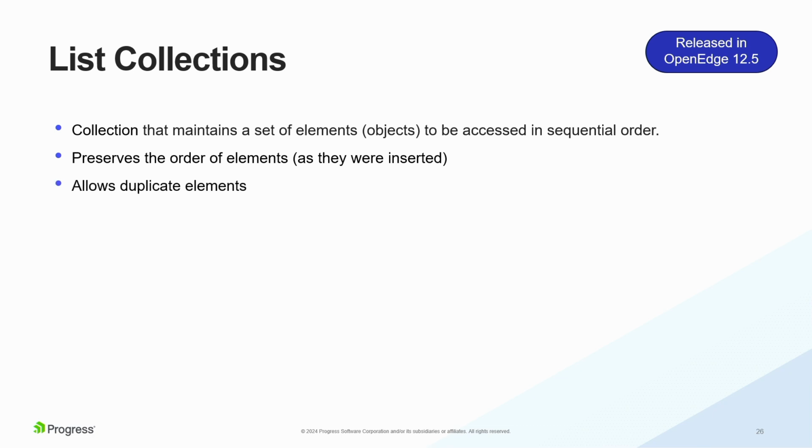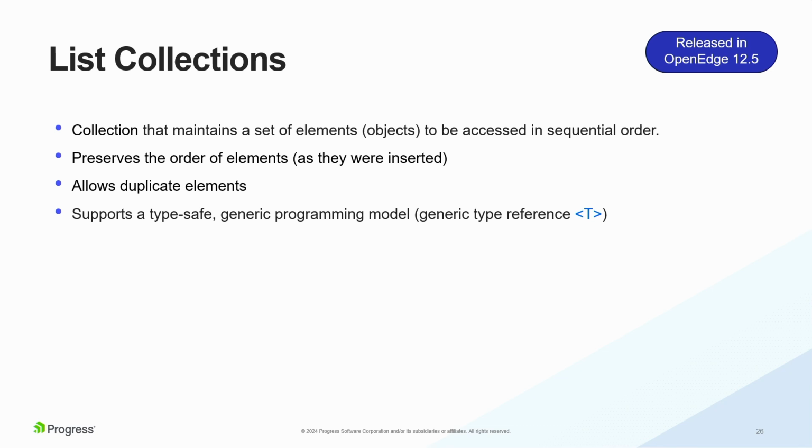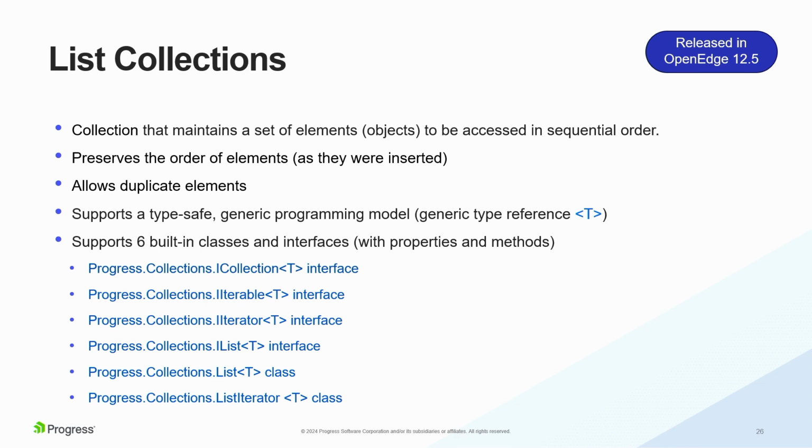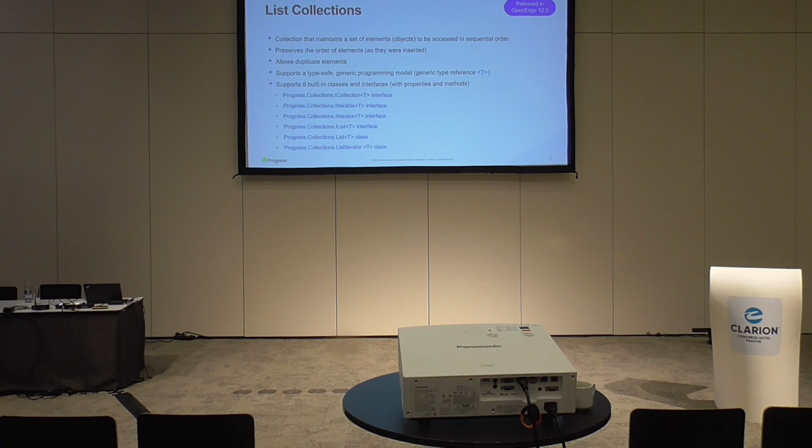It allows duplicate elements, so it allows duplicate objects to be entered into the list collection. It supports a type-safe generic programming model with the syntax generic type reference of the T enclosed in angular brackets. And it supports 6 built-in classes and interfaces with their own properties and methods. In this case, the breakdown is 4 interfaces and 2 classes specifically for the built-in list collection in the OOABL.